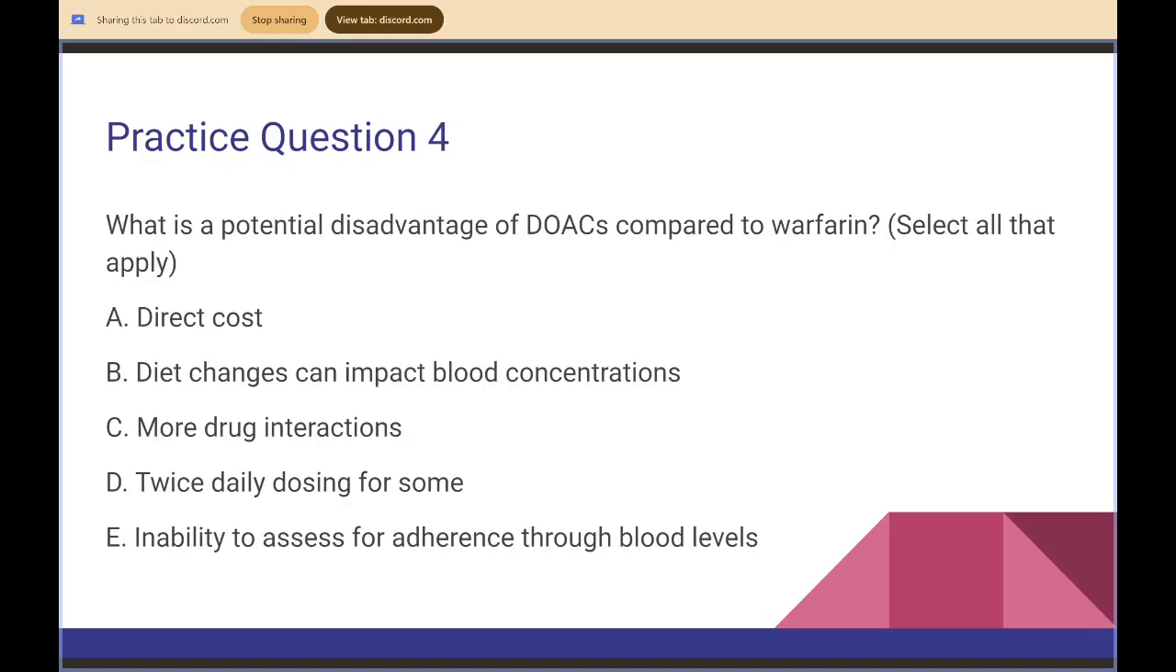All right, practice question 4. What is a potential disadvantage of DOACs compared to warfarin? Select all that apply. Choice A, direct cost. Choice B, diet changes can impact blood concentrations. Choice C, more drug interactions. Choice D, twice daily dosing for some. Choice E, inability to assess for adherence through blood levels. Remember, what are potential disadvantages.